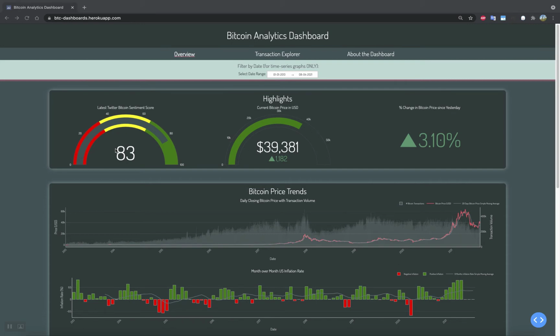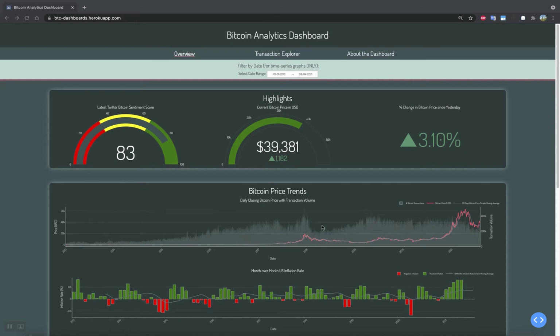We have a Twitter sentiment gauge, and this is just overall whether tweets from the last 24 hours related to Bitcoin are something that we'd consider positive, neutral, or negative. Here in the red is negative, neutral is here in the yellow. We also have the current Bitcoin price with the change since yesterday, or 24 hours ago. And this is that same change but in a percentage format.